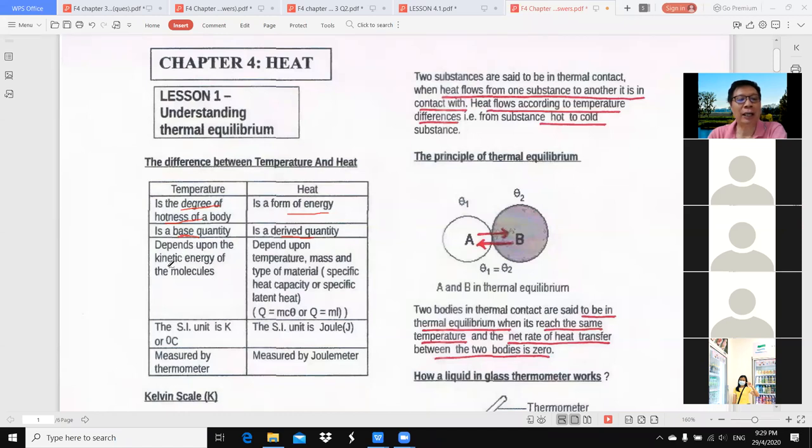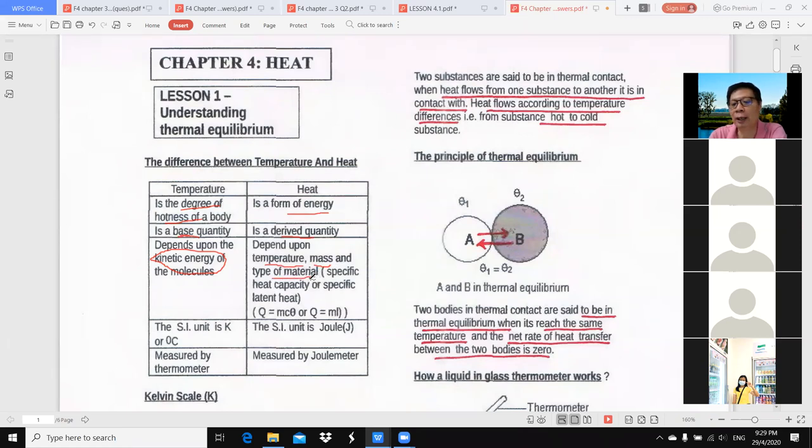Okay, number 4. Temperature depends on kinetic energy. This one is important. The temperature, high or low, depends on the kinetic energy of the molecules. When the kinetic energy is very high, the temperature is high. When the kinetic energy is low, the temperature is low. So remember that. But heat is different, you know. Heat depends not only on temperature, but also on the mass, and also on the type of material, right?